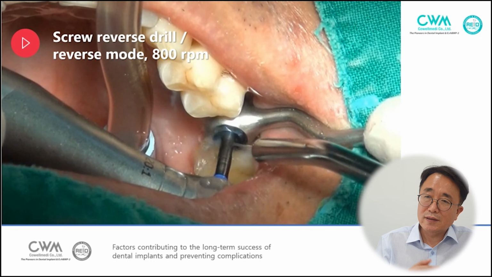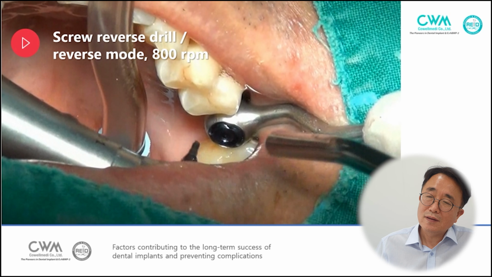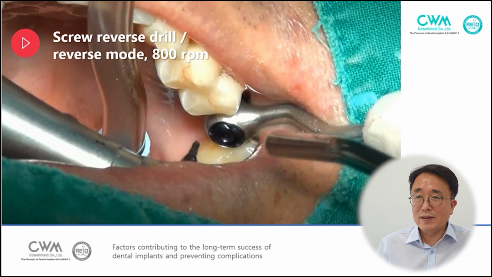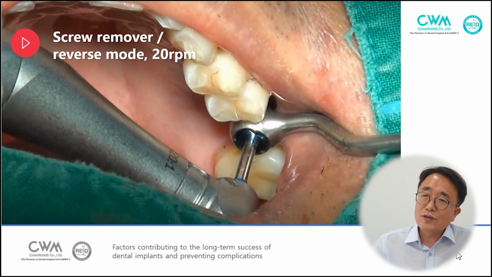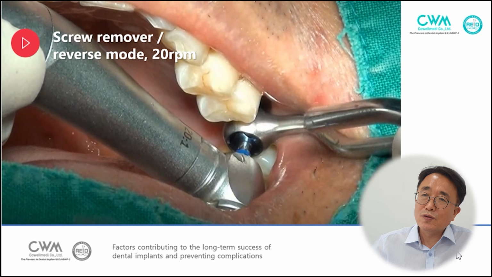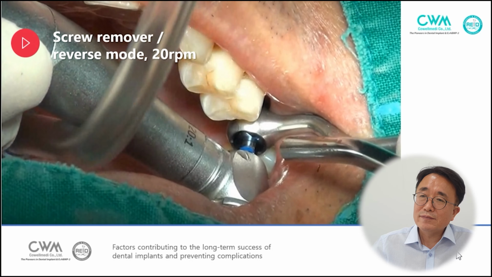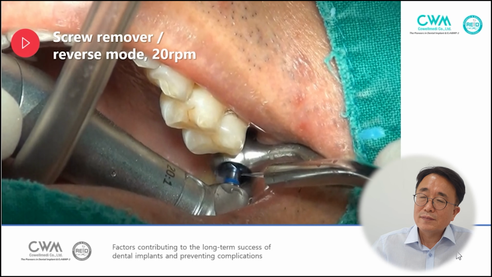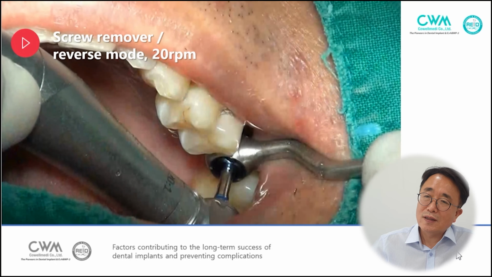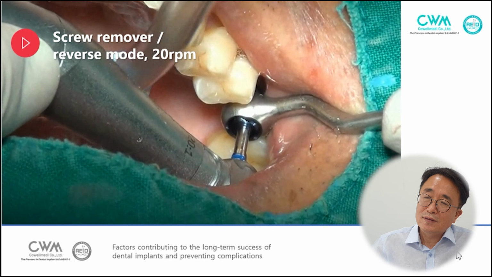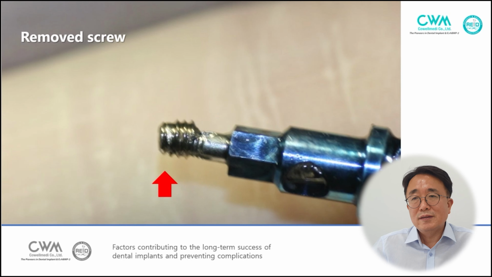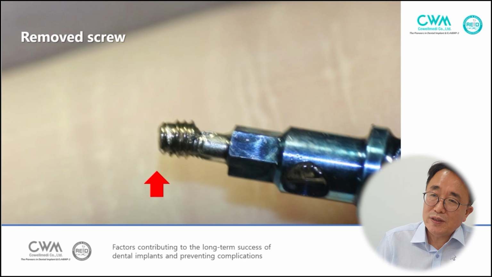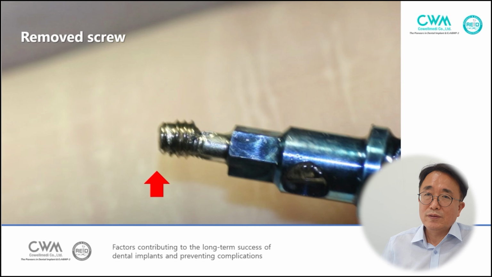Bone particles and titanium particles of the screw are rinsed out. And then screw remove with a reverse mode, 20 RPM. Screw it out. And here, the screw is fixed and removed with a screw remover.